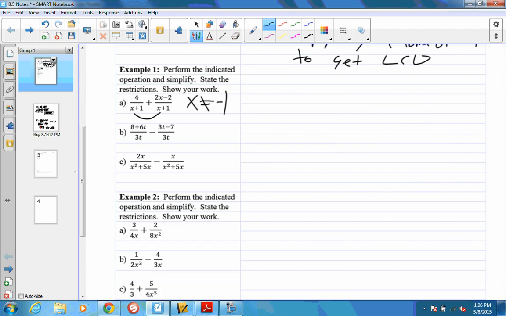8 plus 6t over 3t minus 3t minus 7 over 3t. So what's step 1? Factor. Can I factor? Yeah, 3t is done. What's the other thing about them that I can skip? They're already common. So I'm going to skip all the steps that have to do with factoring these common denominators and go straight to what, Christian? What's the next step?